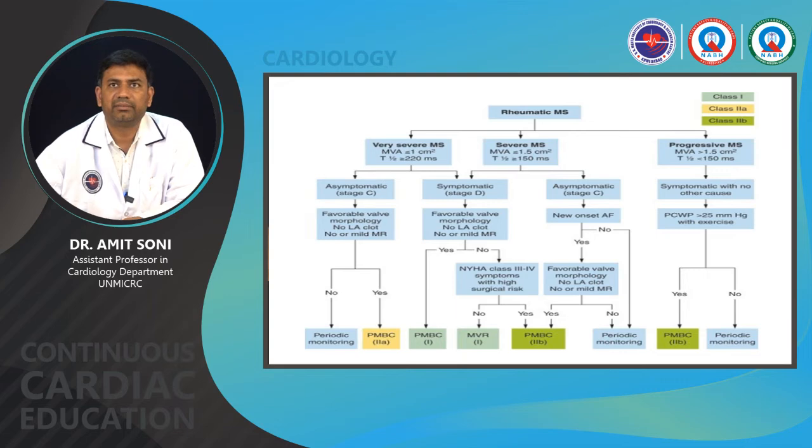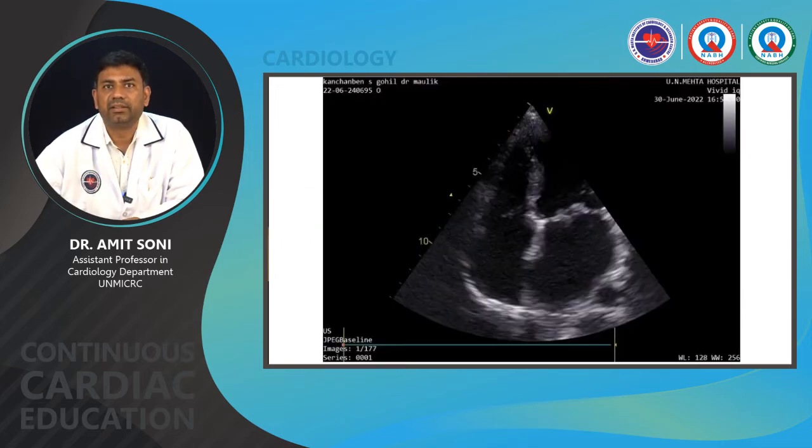If there is a progressive MS, that is a mitral valve area more than 1.5 centimeter square and pressure half time less than 150 milliseconds, symptomatic with no other cause, and PCWP is more than 25 millimeters Hg with exercise, then PTMC is a class 2B indication. If the PCWP is less than 25, we can do periodic monitoring of this case. So this is a heavily calcified mitral valve.